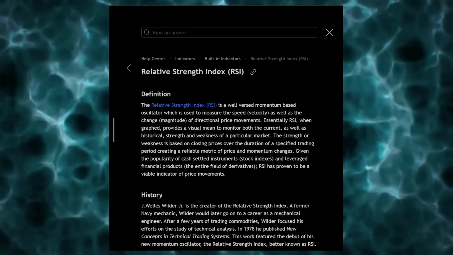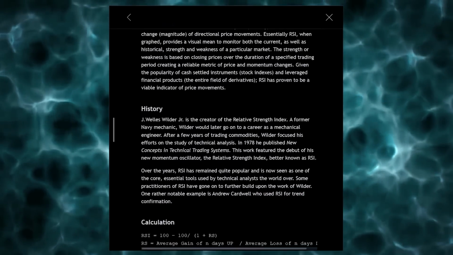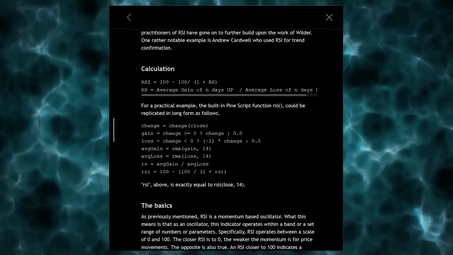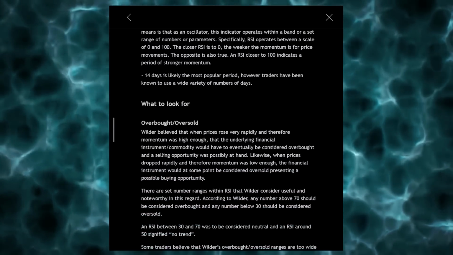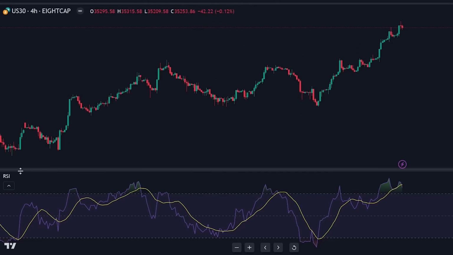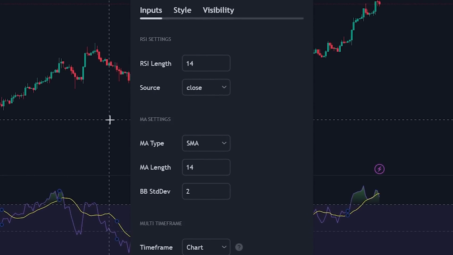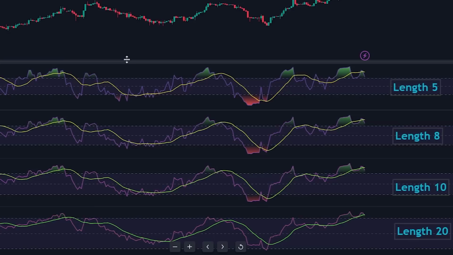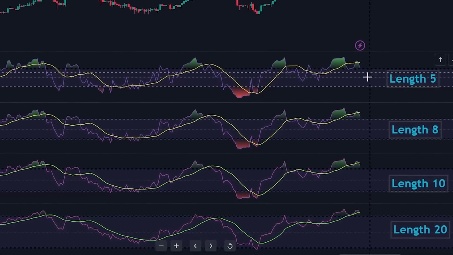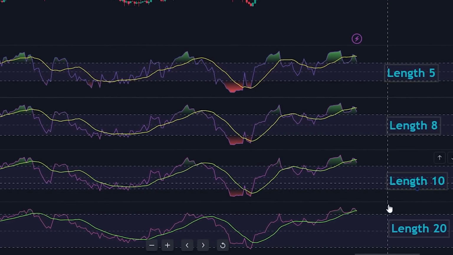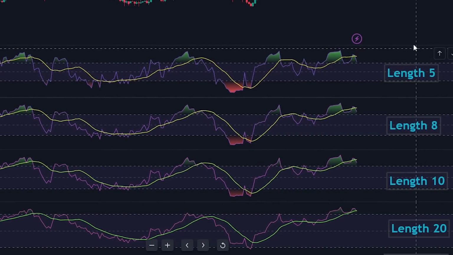RSI stands for Relative Strength Index. It was originally designed to determine when a trending market has become oversold or overbought. Traditionally, the RSI allows you to adjust the period or length settings. This determines how many candles from the past it uses to make its calculations. So as you can imagine, if you wanted to view the RSI for different periods, you'd have to add several on your chart with different periods, which is just not practical.